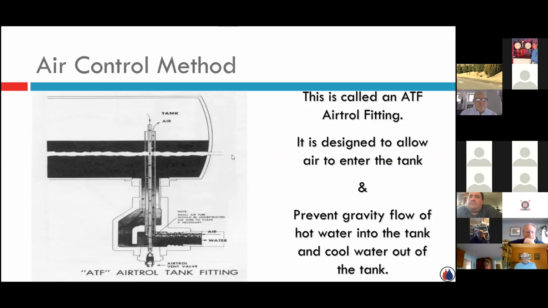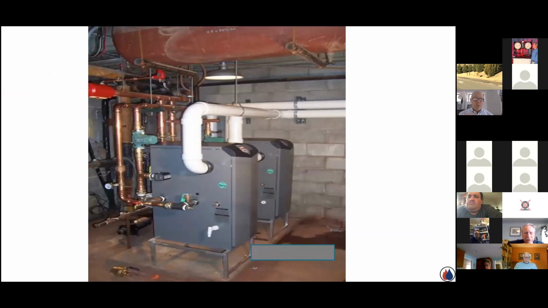It looks like just a simple little cast iron fitting sitting there, but they actually had a job on how to ensure that that air control system works. So they had an air troll fitting that worked with the steel compression tank. And it was very important to have that so that you could establish the proper water to air level when you first commission that heating system. Very important.